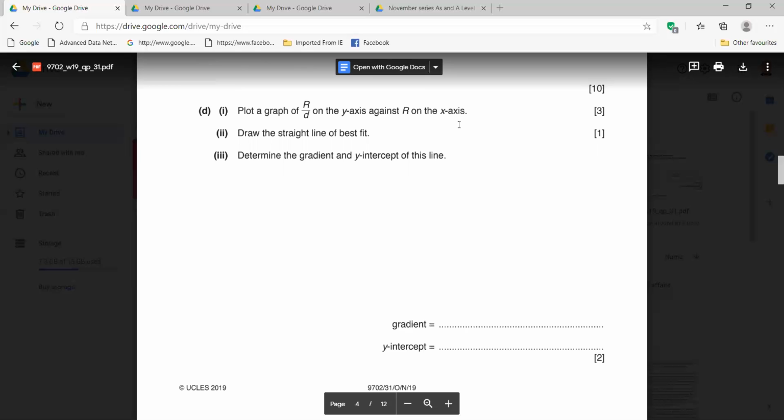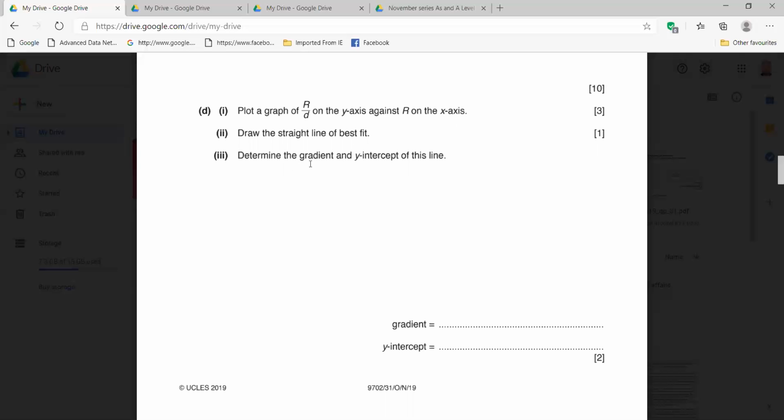So these things, the gradient you got in O level, right? Yes, sir. And y-intercept: when you draw the line, you will see that the line is cutting the y-axis somewhere. That place is called the y-intercept. And there is another way to calculate the y-intercept. I will show you in the video, you will understand that time.